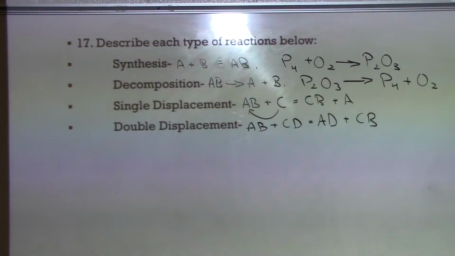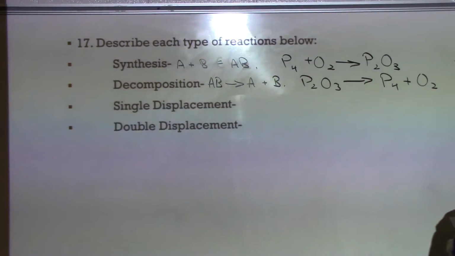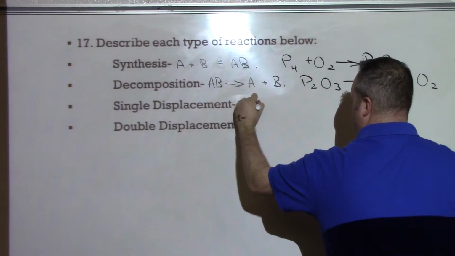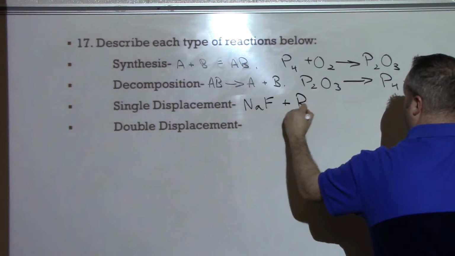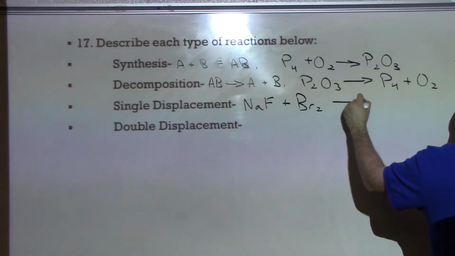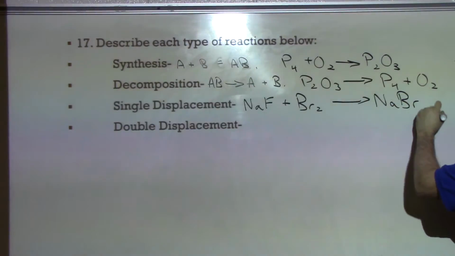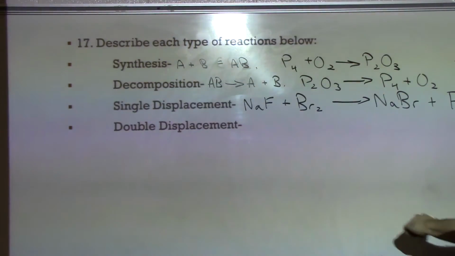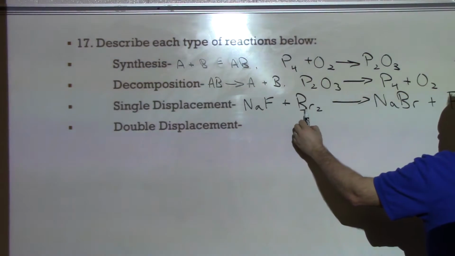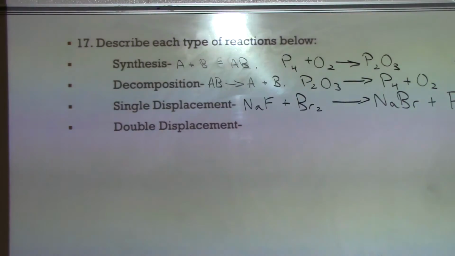An example of a single displacement reaction would be this. Let's say, let me erase this actually. Let's say I had sodium fluoride. That's what they give you at the dentist's office when they clean your teeth. Plus some bromine. And then that gave me sodium bromide plus fluorine. Okay, a single displacement reaction. You can see right here that essentially bromine and fluorine are switching places. So I have one new chemical compound.